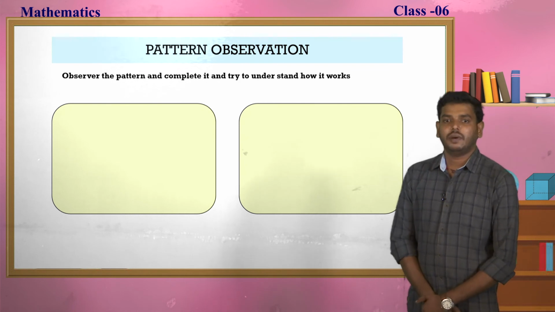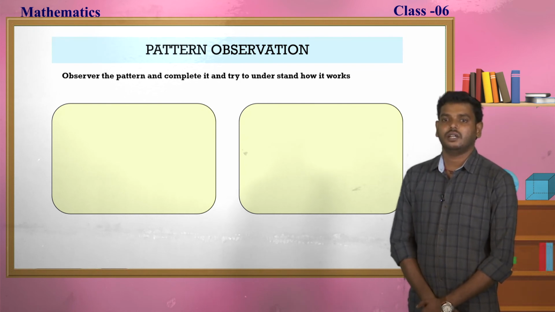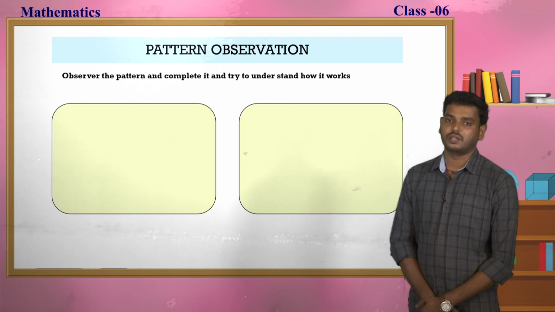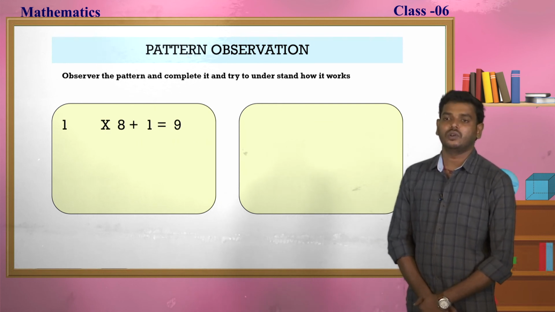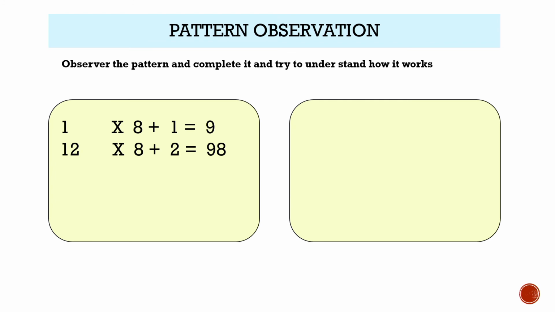Observe the pattern and complete it and try to understand how it works. First pattern, 1 into 8 plus 1 is equal to 9. 12 into 8 plus 2 is equal to 98. Next, 123 into 8 plus 3 is equal to 987.